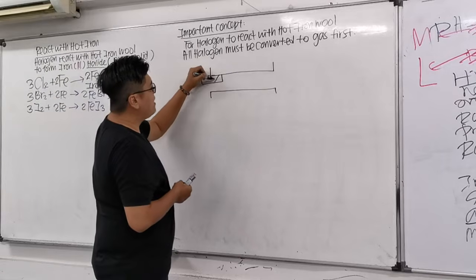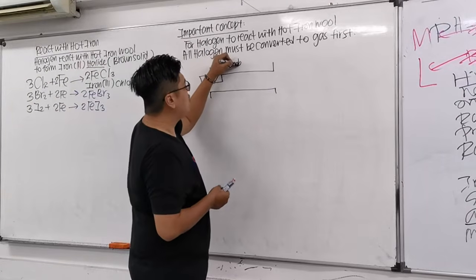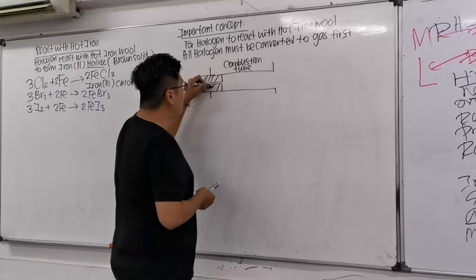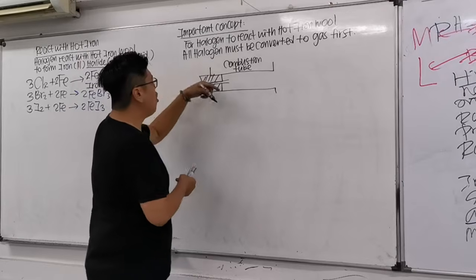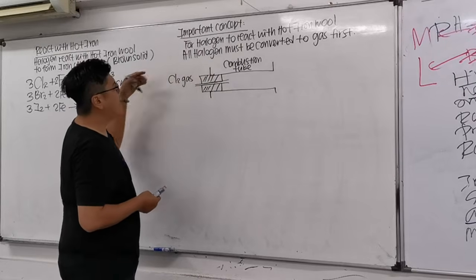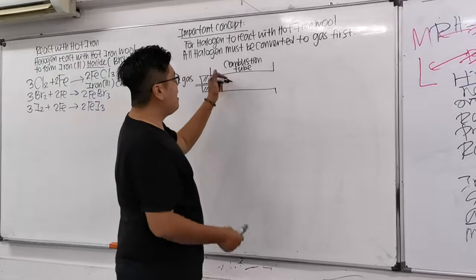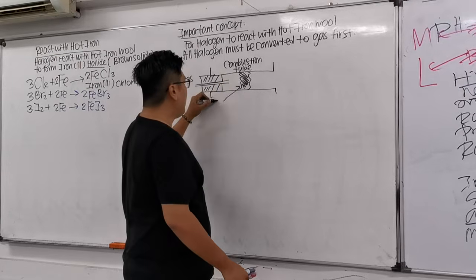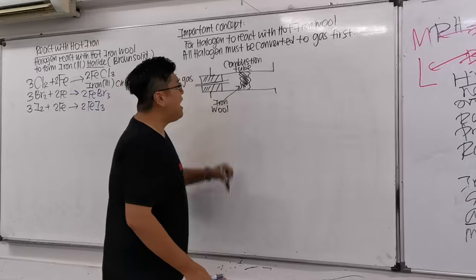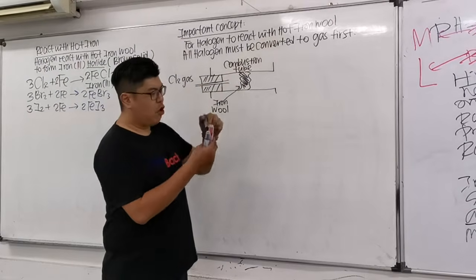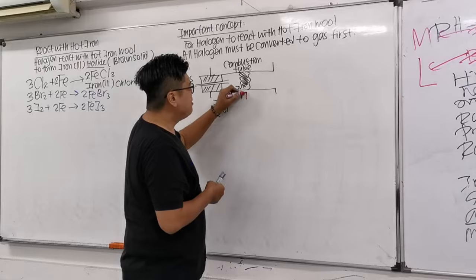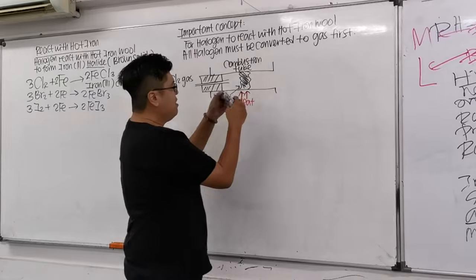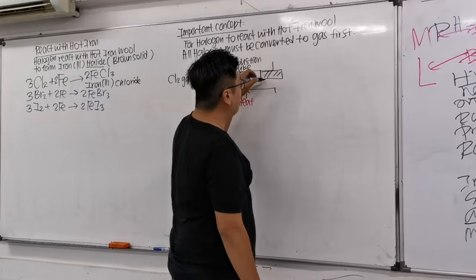So you can just put this thing, this whole thing is a combustion tube. It's a tube you purposely use to burn substances. So in your combustion tube, you channel in your chlorine gas. Inside here, you have some iron wool. This iron wool needs to be hot, so you heat it to keep it hot. At the end here, you must connect with this. I'll tell you why later.